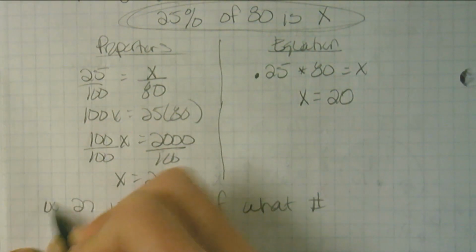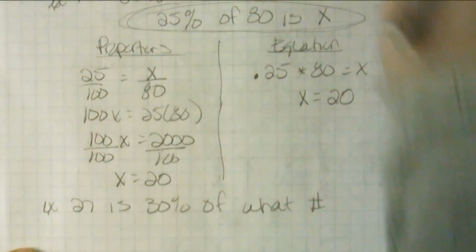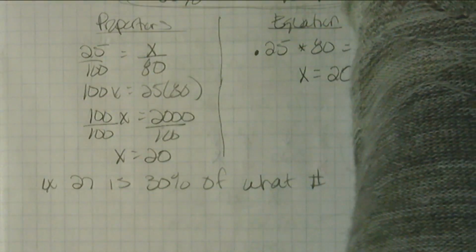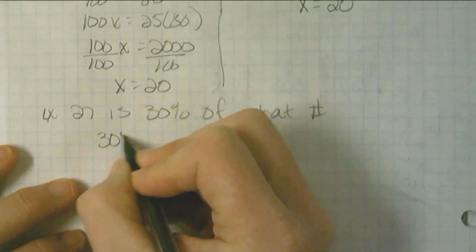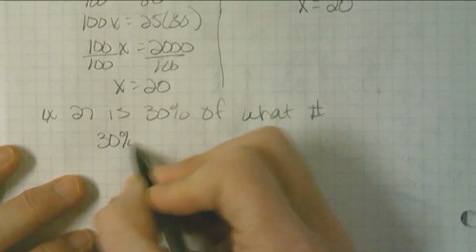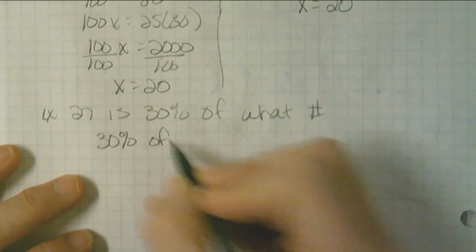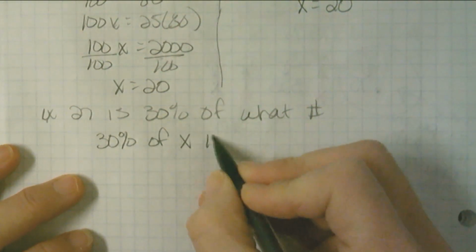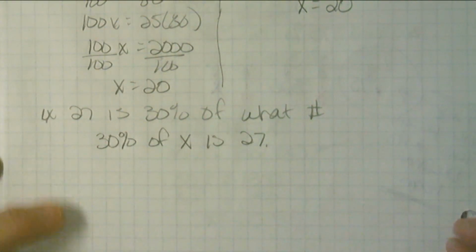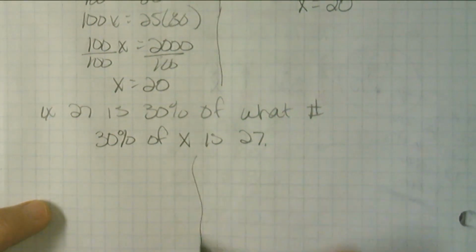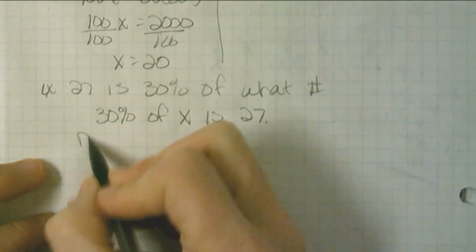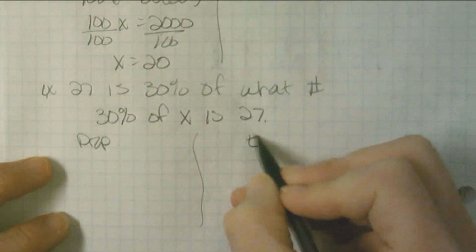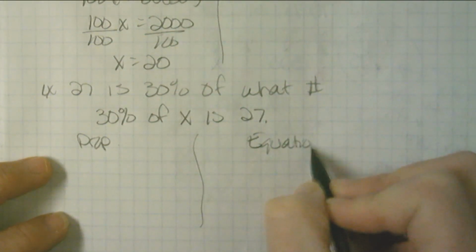All right, so here's my second one. Somebody write my proper percent sentence for me. Kaylee? 30% of what? X is 27. Absolutely. So there's our proper percent sentence. All right, do you want to set up a proportion for me, Kaylee, or do you want to set up the equation? What's that? Excellent. Go ahead.